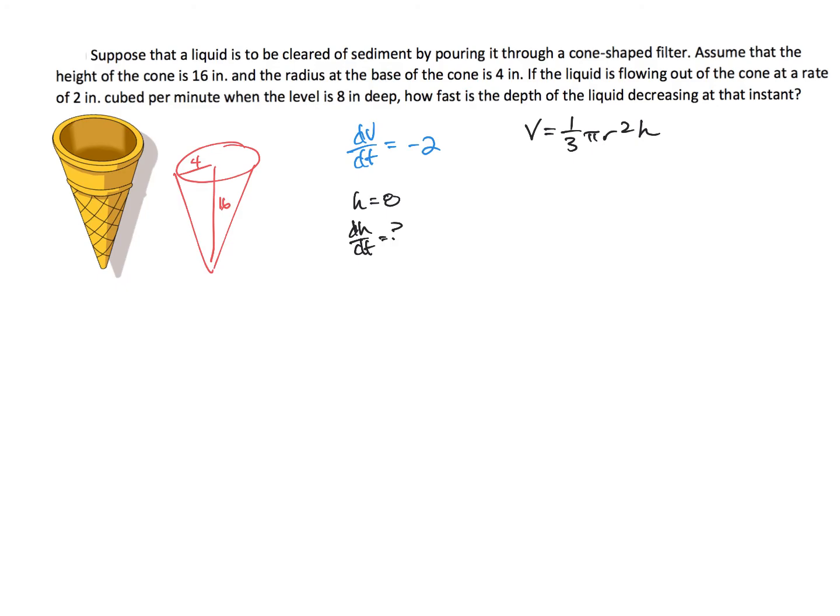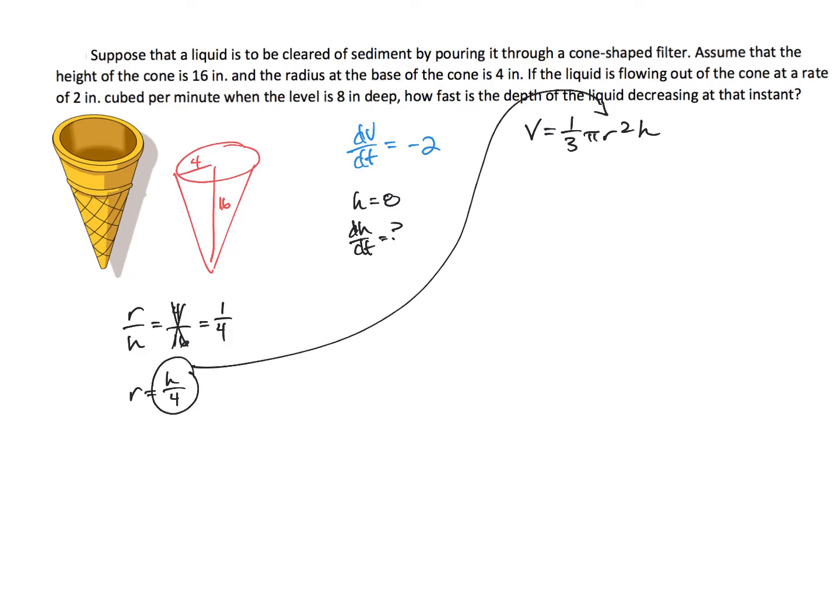So this is where we create a proportion. So r over h would equal what? What is my radius? It tells me 4. What is my height? 16. So that could simplify to 1/4. So my r over h is equal to 1/4. You see how we did that? So what does r equal? All I do is multiply by h. So r equals h over 4. So now I'm going to take this h over 4 and substitute it in for r right there. See how we did that?